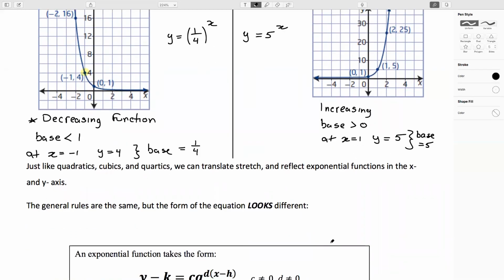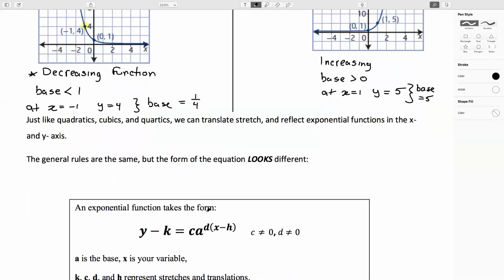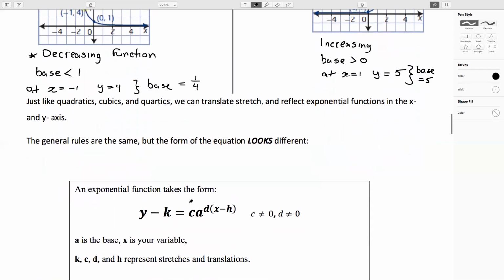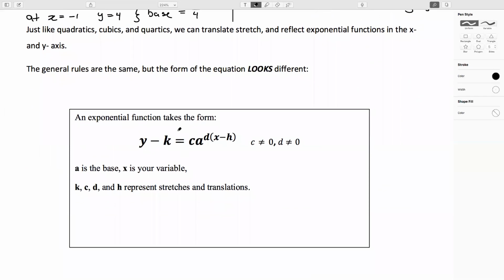Just like quadratics, cubics, and quartics, we can translate, stretch, and reflect exponential functions in the x and y axis. The general rules are the same, but the equation looks different. It's going to look kind of ugly. This is the general form of any exponential function. Now, the letters don't really matter. It could be A, B, C, D, it could be K, C, D, H, could be whatever you want. But there's 4 variables that can affect your function.